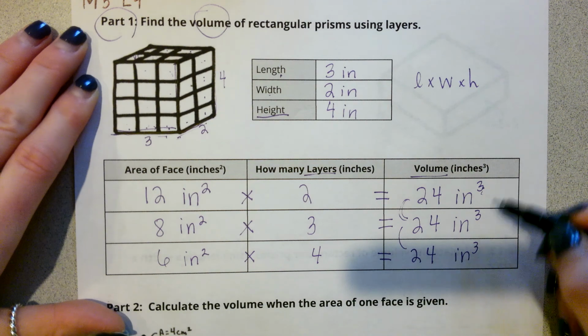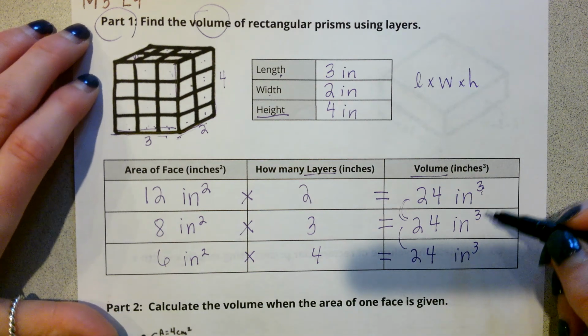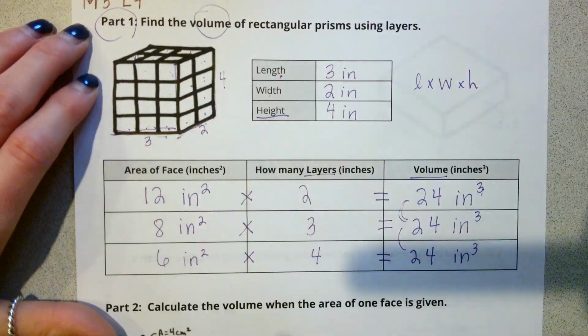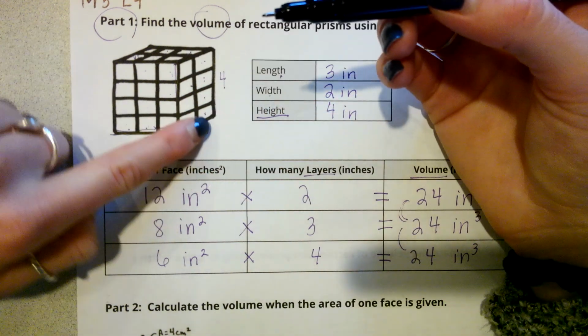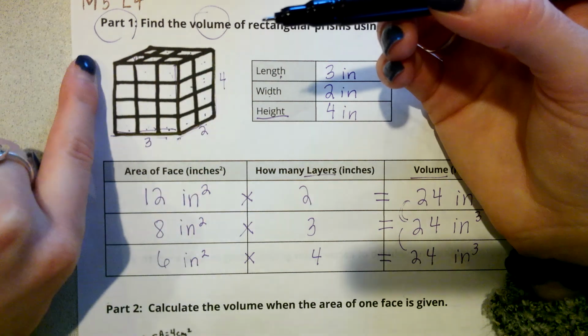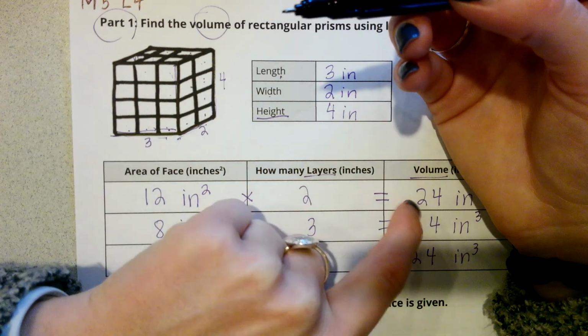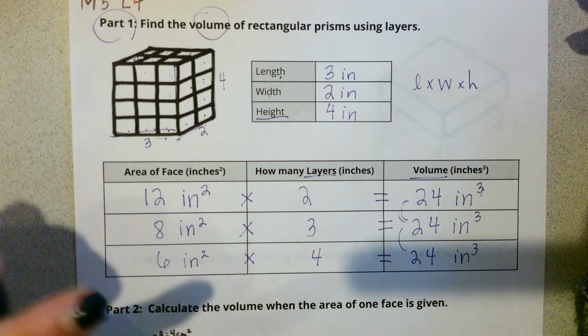I got the same volume every single time. It doesn't matter which face you choose and which way the amount of layers you're counting. As long as you say, okay, I need an area of a face and how many layers I have of that face, that will get you to your volume. That's part 1. Let's go down to part 2.